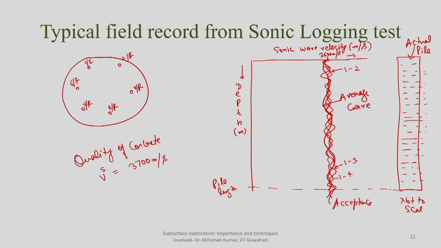On the other hand, in case there is some kind of defect, what will you do? You will have some kind of disturbance here, something like that. So, this is a possible thing which is lowering the wave velocity. This is an indication of possible defect.